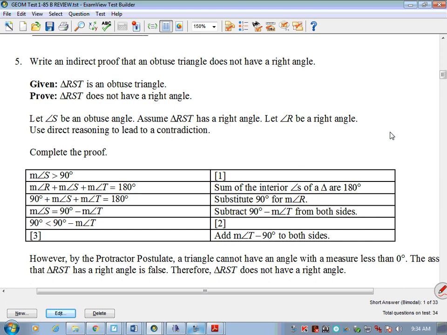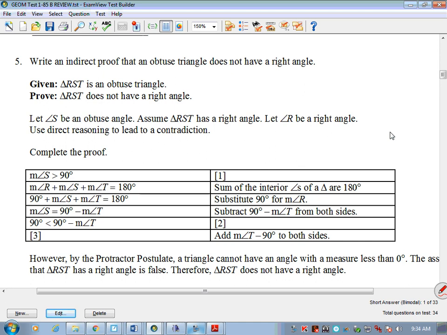Okay, so we're going to look at this. It says measure angle S is greater than 90 degrees. So what we would say here is that that is the definition of an obtuse angle. Does that make sense? You come down through here: measure angle R plus measure angle S plus measure angle T equals 180 degrees.